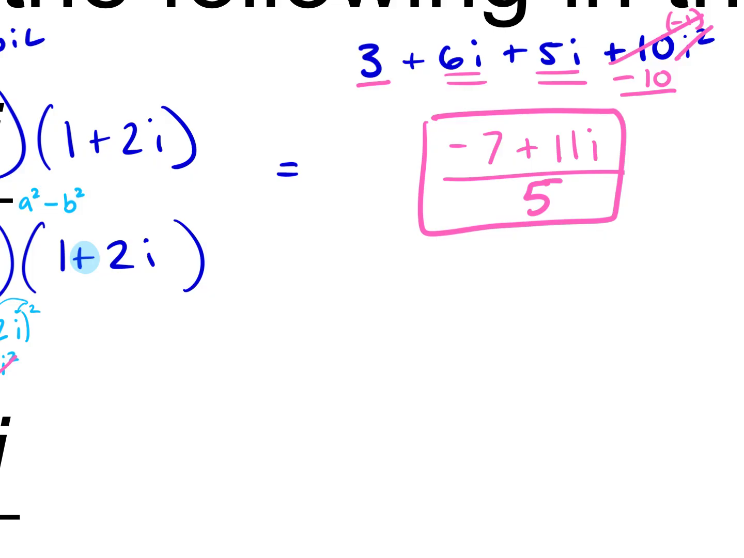On WebAssign, when you type your answer, it wants you to separate them. So it'd be negative 7 over 5 plus 11i over 5. You don't have to separate it on a test or quiz. You can leave it all together, but WebAssign is going to make you separate it. If you ever have a question on how to type your answer into WebAssign, you could always try another and see how it wants the answer.